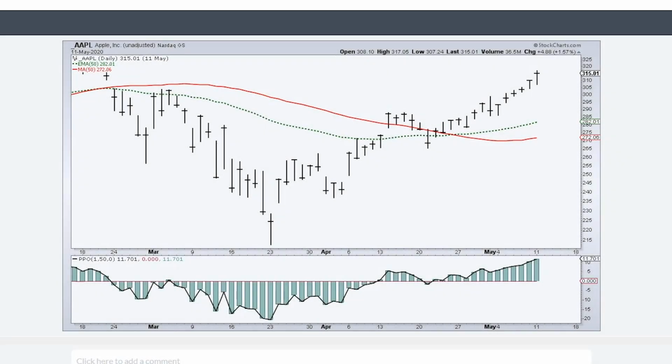So I've got some charts here of the largest stocks in the S&P 500 with the 50-day EMA in green, the dashed line there, and the 50-day SMA in red.